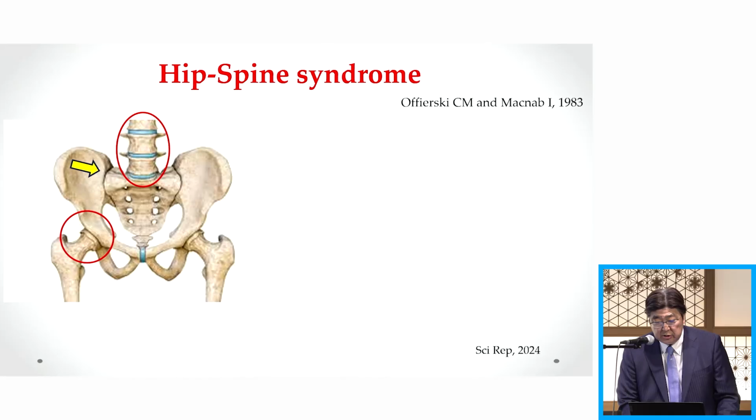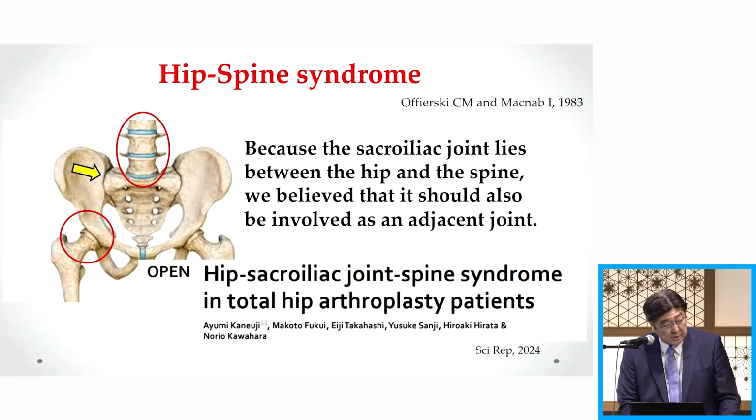About 40 years ago, the concept of hip-spine syndrome was proposed. Because the sacroiliac joint lies between the hip and the spine, we believed that it should also be involved as an adjacent joint. Therefore, last year, we reported the concept of hip-SIJ-spine syndrome.